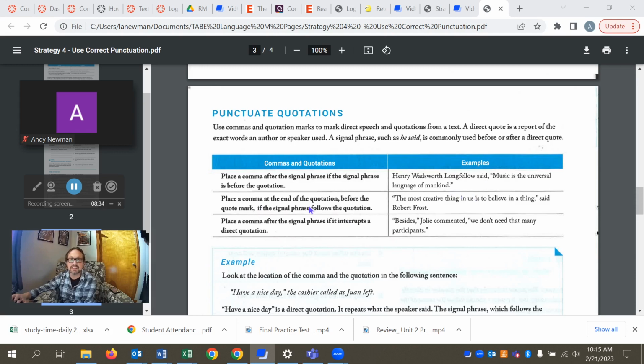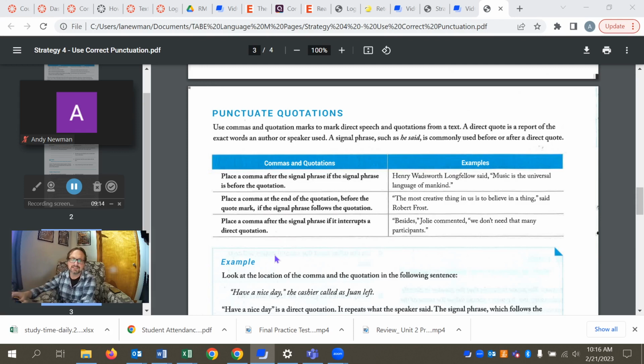Okay, place a comma at the end of the quotation before the quote mark if the signal phrase follows the quotation. So here we have the opposite situation. Said Robert Frost. The comma here goes inside the quotation marks. Unlike if the signal phrase was first, here it is inside in this particular case. If it had been a question or an exclamation, we would put that mark there. The comma replaces the period.